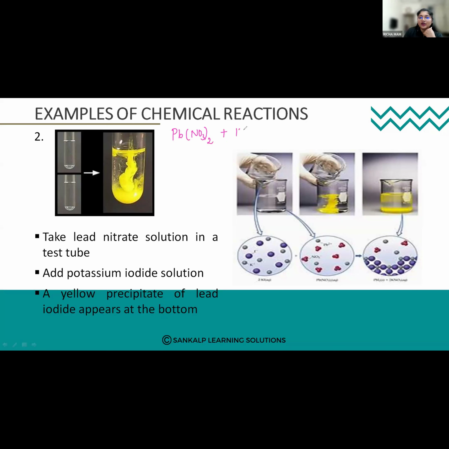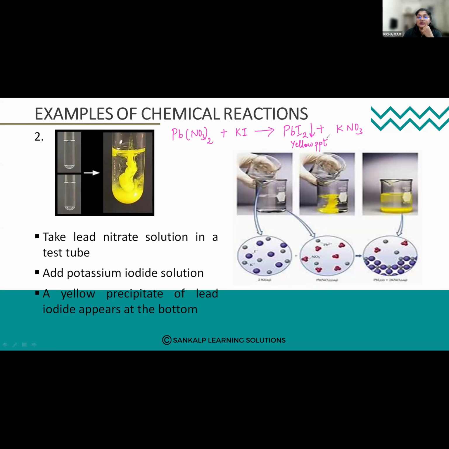It is reacting with your potassium iodide. To give you what? To give you your lead iodide. It gives you lead iodide plus potassium nitrate. So this is the yellow color precipitate which is formed. So yellow PPT. What is PPT?